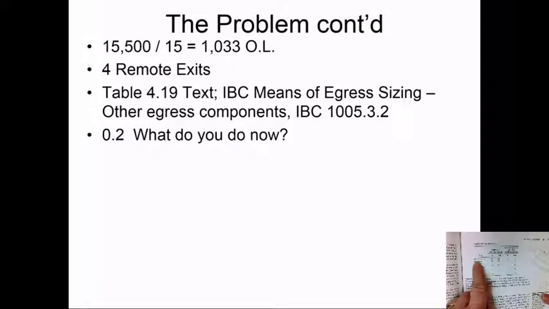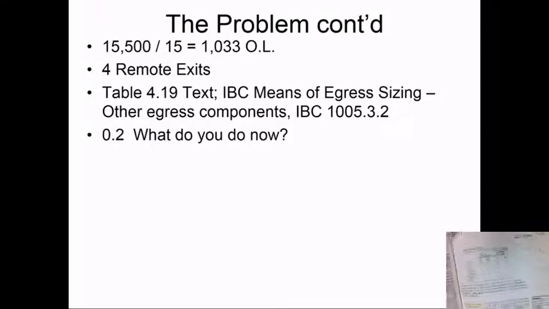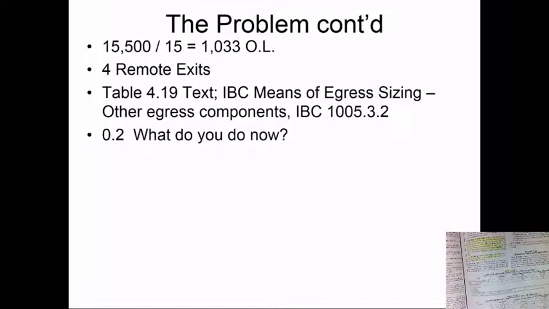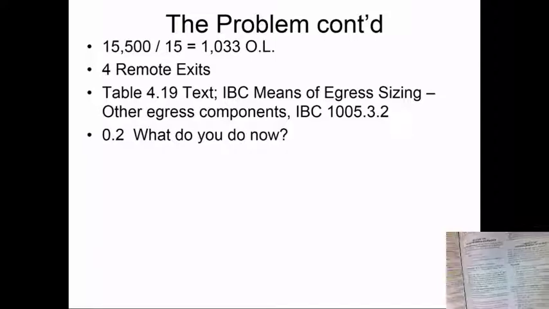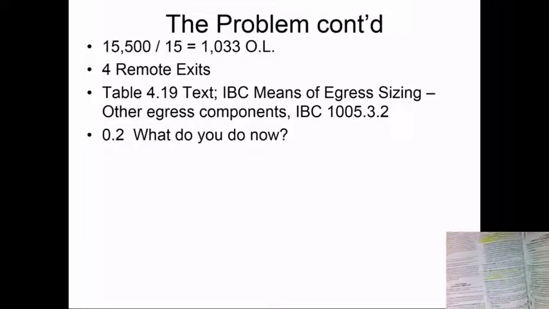You notice it says board and care, health care sprinkled, health care non-sprinkled, high hazard contents, and all others. So all others, of course, would be 0.2. That's what we're going to be working with. So when we're looking at it, we've got to find that in the components of 105.3. So let's turn back to 105.3. And you're going to see where it's all written in through here.